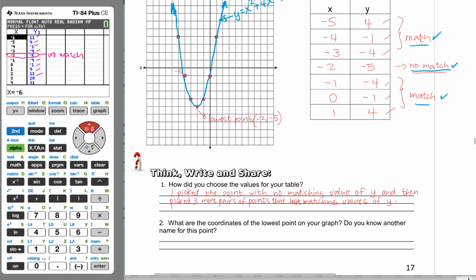The lowest point on the graph is -2, -5. Now, do you know another name for this point? The other name for this point, the lowest point, we call the vertex.